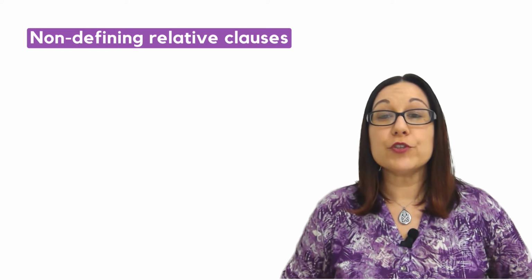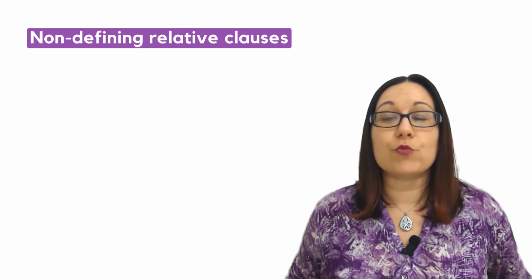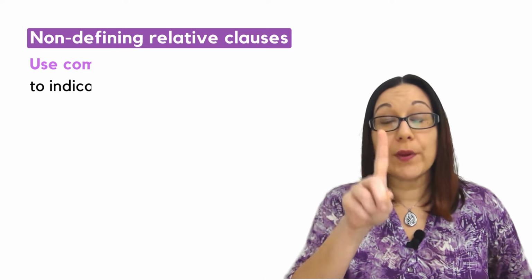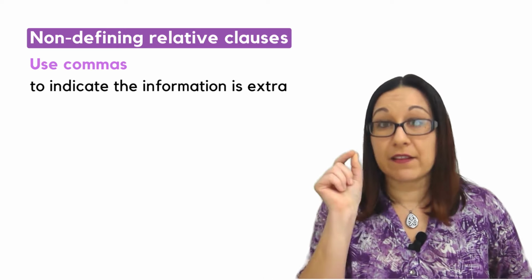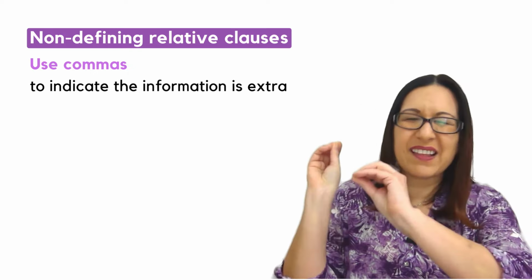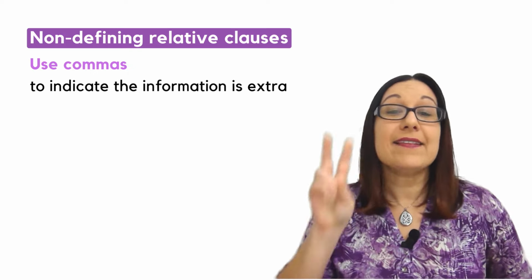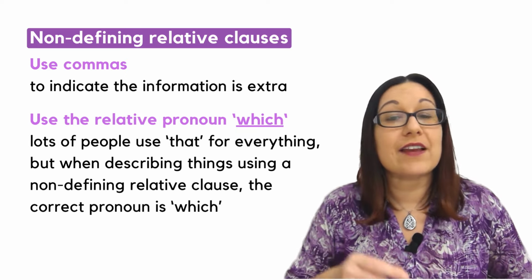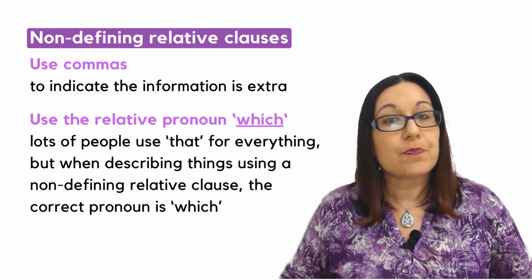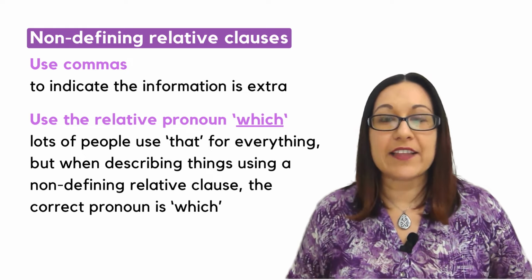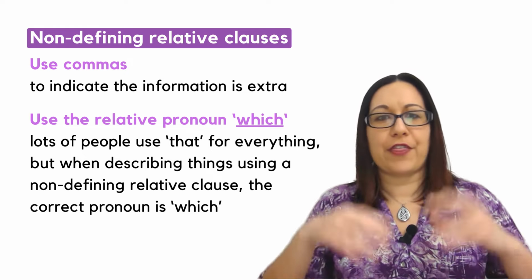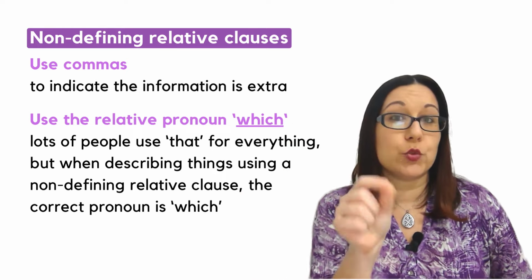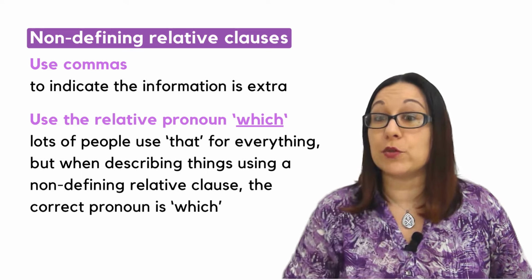So, in order to use these non-defining relative clauses today, we're going to do two things. First, we're going to use commas because the comma means meh, it's not that important. And secondly, we're going to use which instead of that. Now, I know when people are speaking, they're really lazy and they use that for practically everything, but today we're going to be good, we're going to follow the rules, and we're going to do this properly.